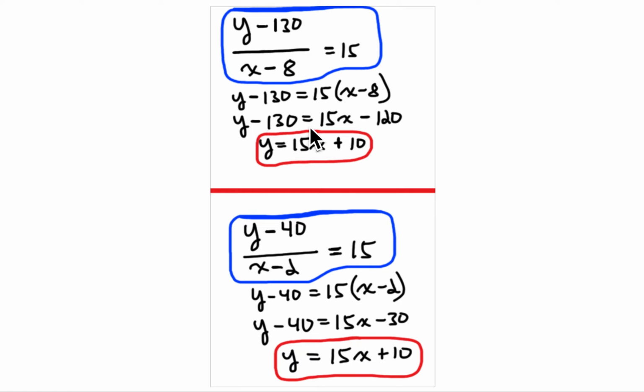So y minus 130 is equal to 15x. So there's the 15x right there. And you have to subtract 120. I'm not going to tell you, it's actually 15 times 8, but I'm just going to say that you have to subtract that 120. And in a similar way down here, it's y minus 40 is equal to 15x. So it's 15 times that x. But then you have to subtract 30. So notice it's 2 times 15, but you have to subtract it. So you have to subtract 30.